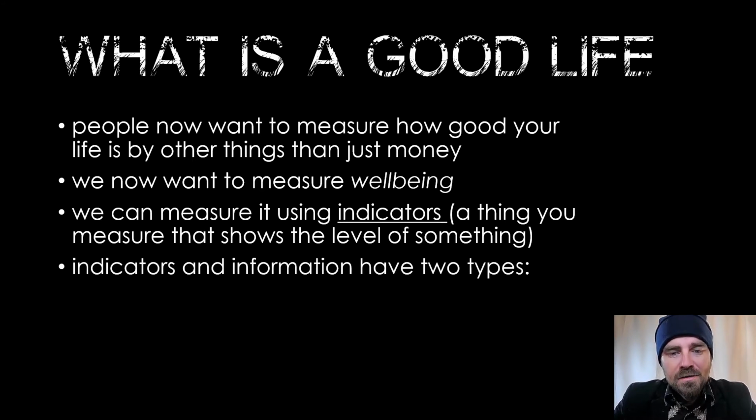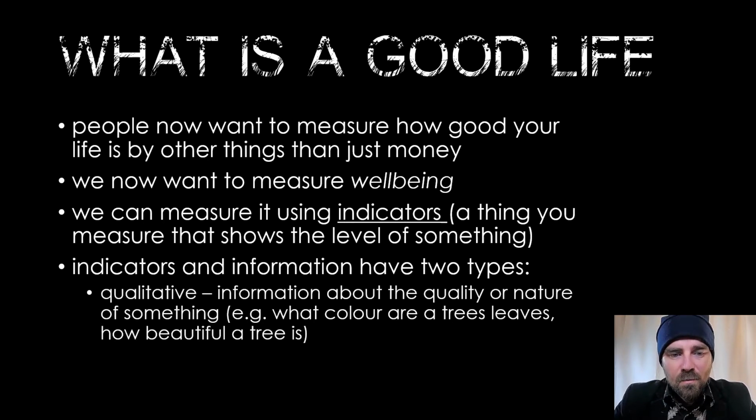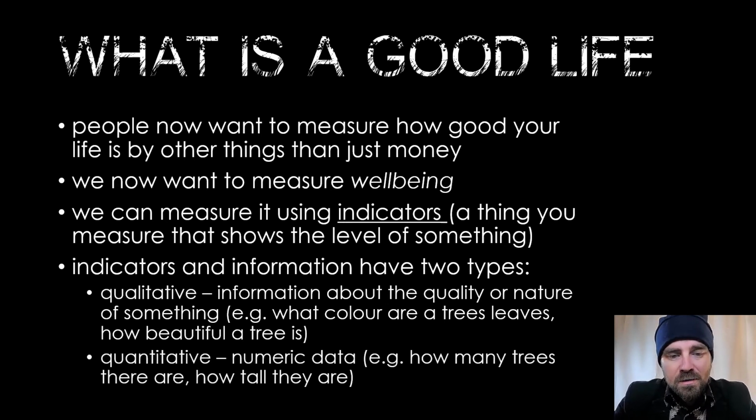Right, so indicators, information, have two types, and this is where we come to our second learning goal. Qualitative, that is information about the quality or the nature of something. So like what color a tree's leaves are, or how beautiful a tree is. And the other one is quantitative, that's numeric data. So like how many trees there are or how tall they are. You can graph quantitative data. Qualitative data is better used for writing about.